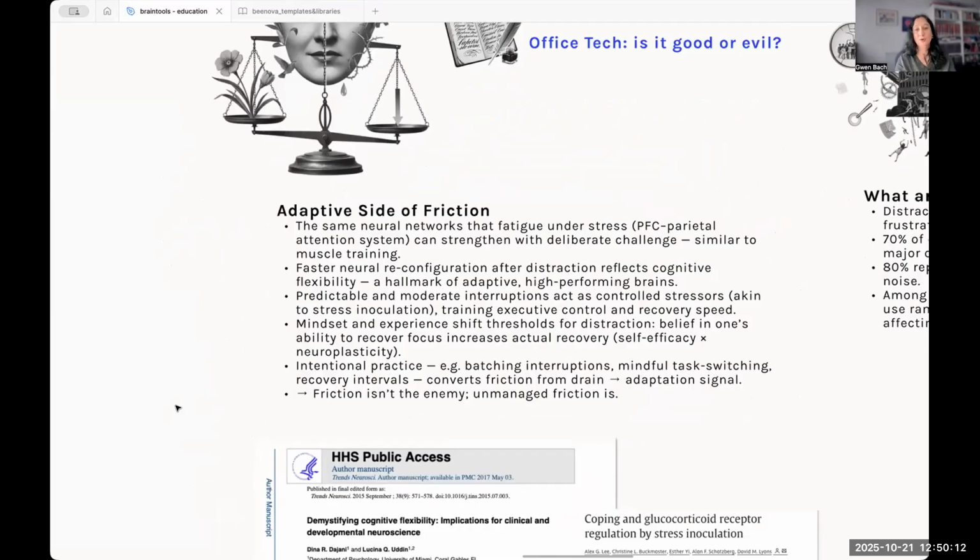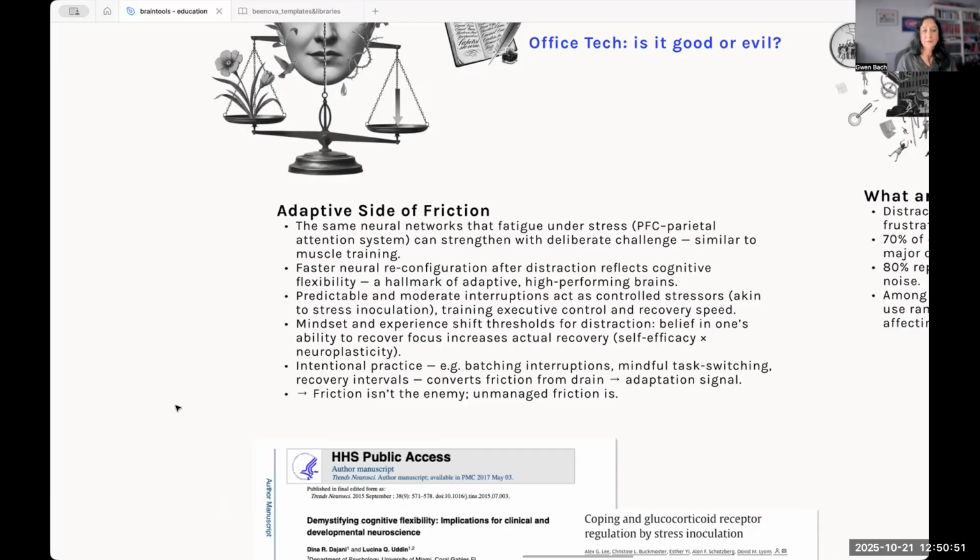So there is also the adaptive side of friction. Why could it possibly be good? Using the friction, especially if we are aware of it, we can use it to strengthen ourselves with this deliberate challenge, similar to muscle training. We can use the same neural networks that fatigue under stress, if we do it consciously and are aware of it, which will decrease the stress it'll cause. It'll also make us more resilient.